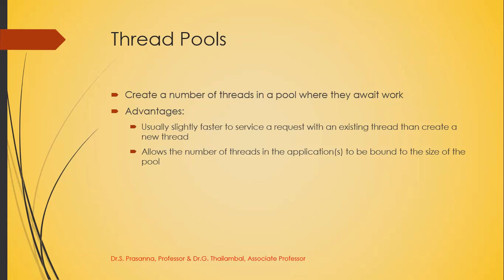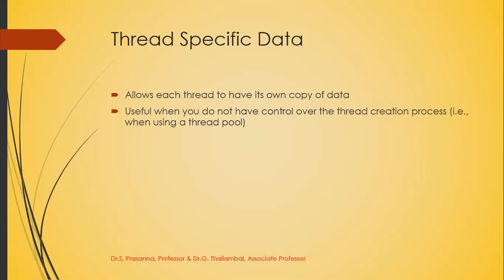If it is multiprocessing, more than one thread can be applied to a single kernel thread. It also allows the number of threads in the application to be bound to the size of the pool. If the size of the pool is large, a large number of threads will be created. If the size of the pool is very small, the number of threads will also be very small.